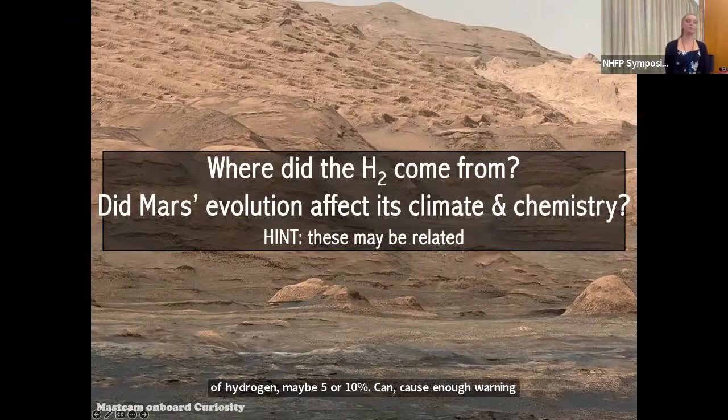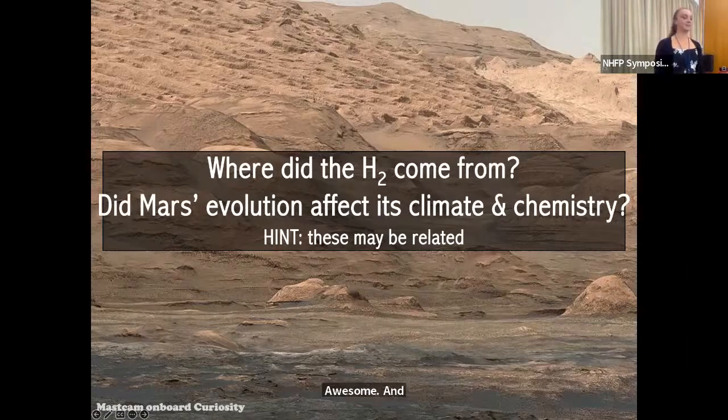So my project asks, where did that hydrogen come from? And also, did Mars' evolution affect its climate and chemistry over time? And hint, these may be related.